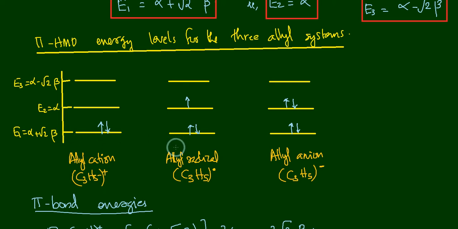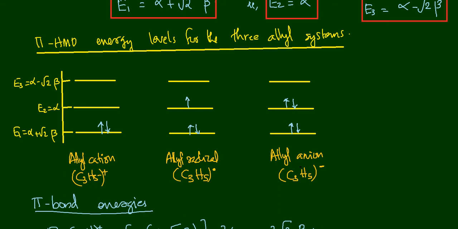And when we come to the allyl radical, that allyl radical has three electrons, right? So two of the electrons will go to the lowest possible energy level, because an orbital can accommodate a maximum of only two electrons. The remaining electron will go to the non-bonding energy level. And in the allyl anion, there are four electrons altogether. Out of that, two electrons will go to the bonding level, and the remaining two electrons will go to the non-bonding level. This is how the electrons are filled up in the allyl cation, allyl radical, and allyl anion.